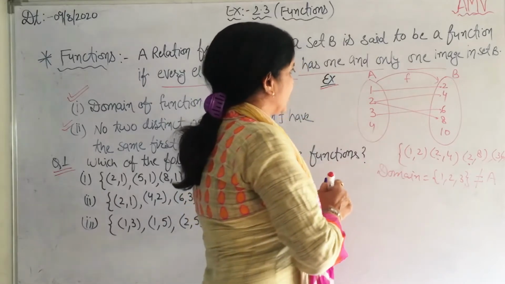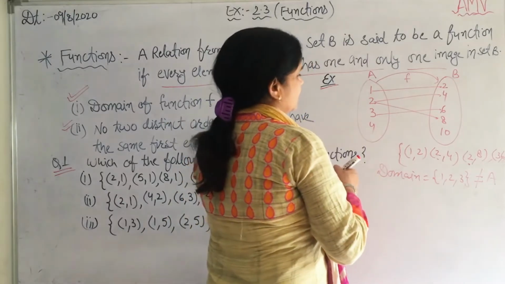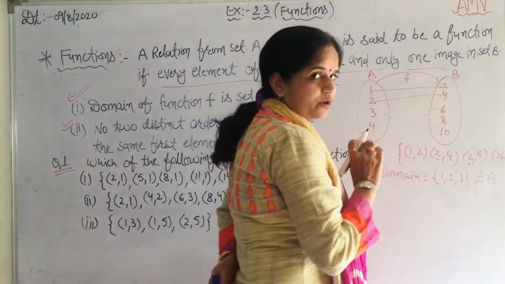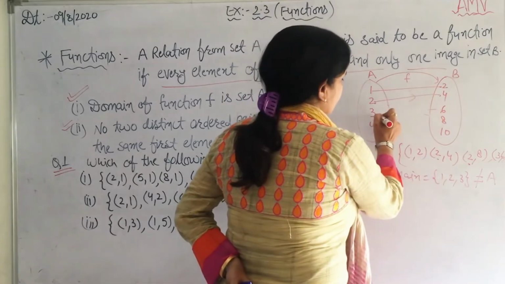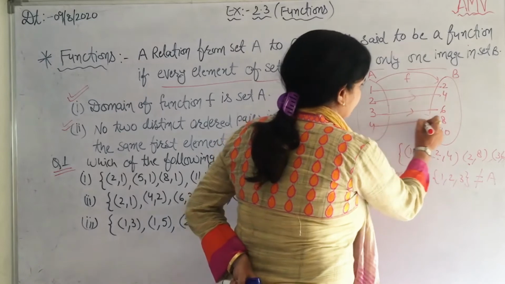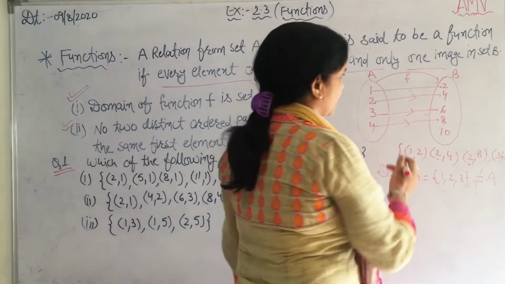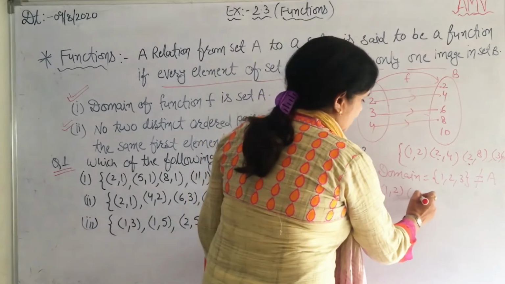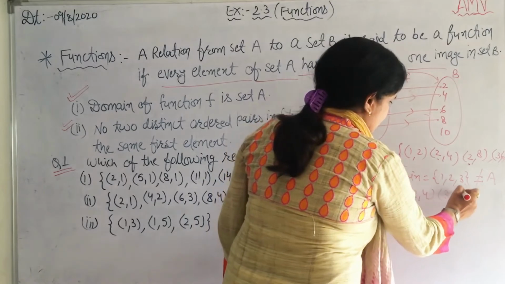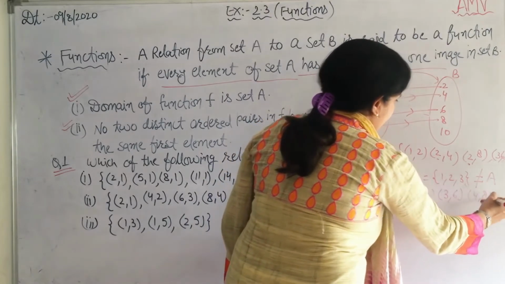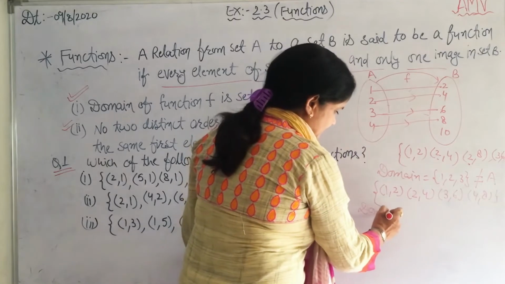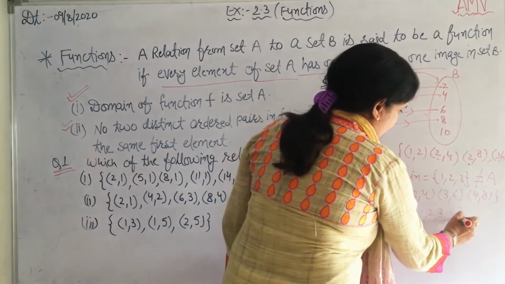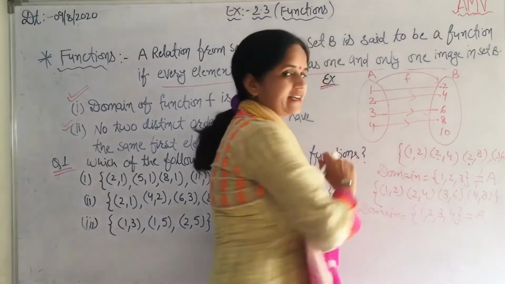And now if we make some changes here, first 1 is related to 2, 2 is related to 4, 3 is related to 6 and 4 is related to 8. Okay, and now write the ordered pairs here: (1, 2), (2, 4), (3, 6), (4, 8). And now what is the domain? Here the domain is 1, 2, 3 and 4. It is equal to set A.